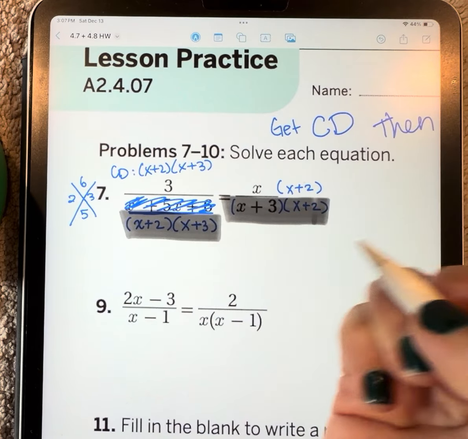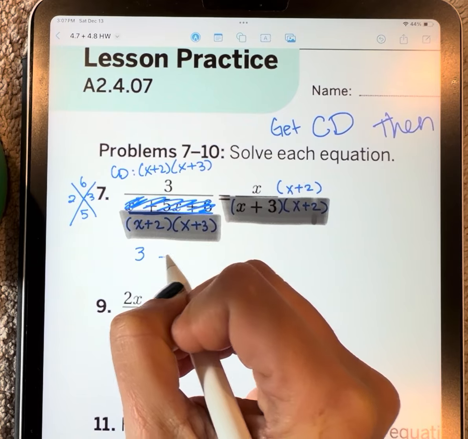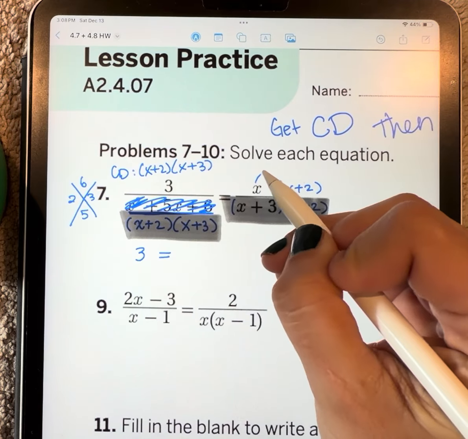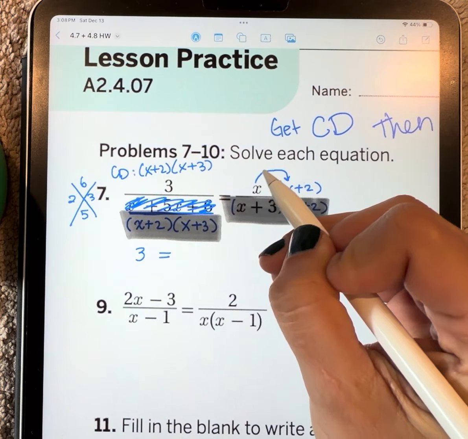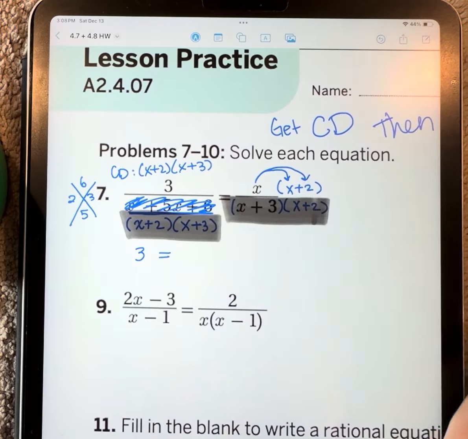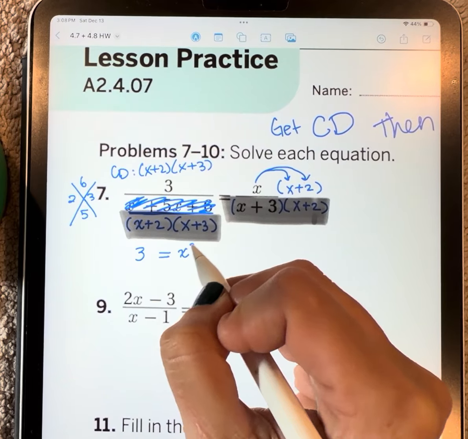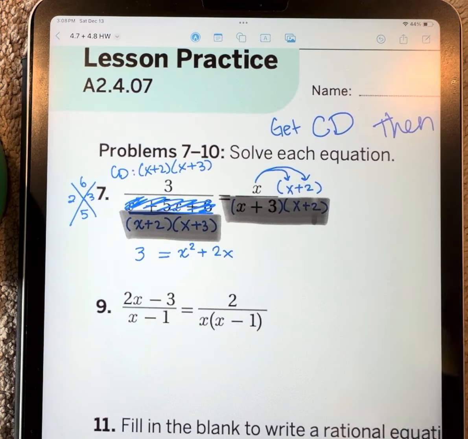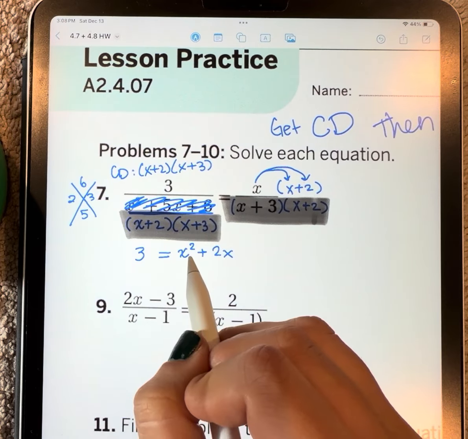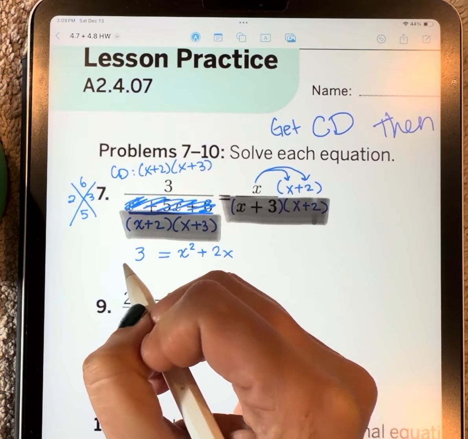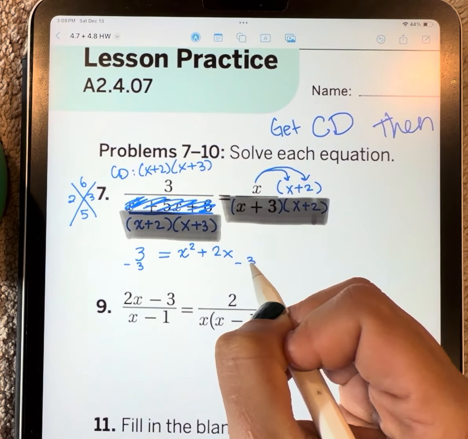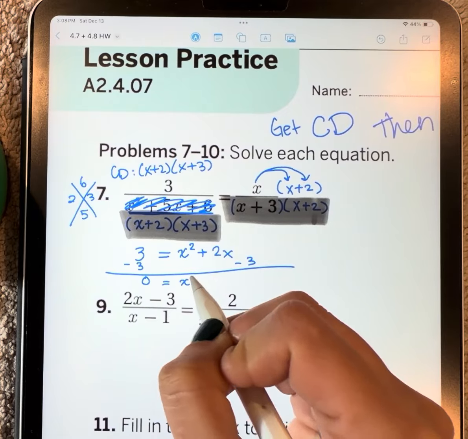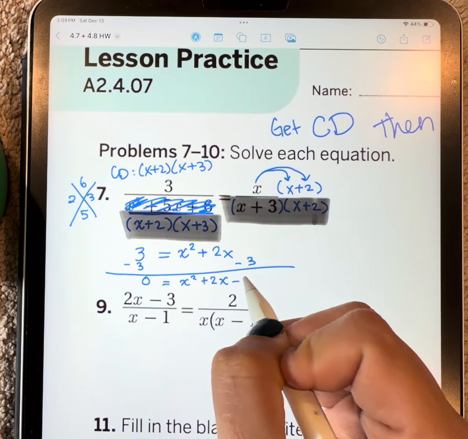And just focus on the numerators. We need 3 to equal x times x plus 2. What must happen here is distribution. So 3 must equal x squared plus 2x. And now, whenever I've got an x squared and an x, I move everybody to the same side to get 0 equals x squared plus 2x minus 3.